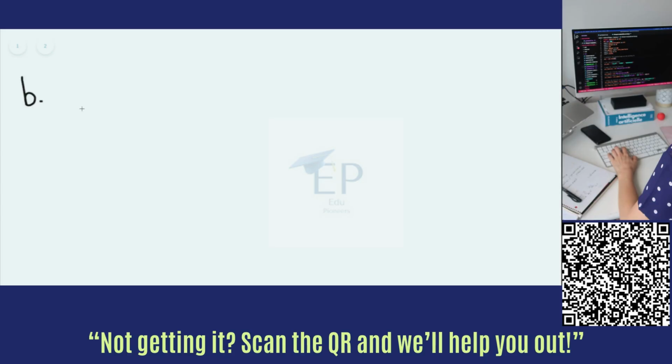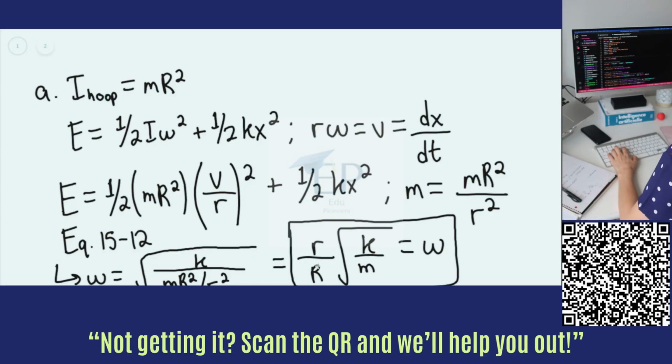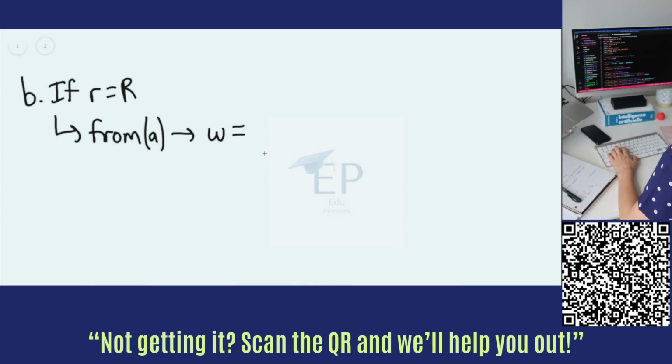For part B, now, if r is equaling r, then the answer from part A reduces. Omega is now equaling, this would be r equaling r, this term would become 1. So it would simply be the square root of the spring constant divided by the mass m.